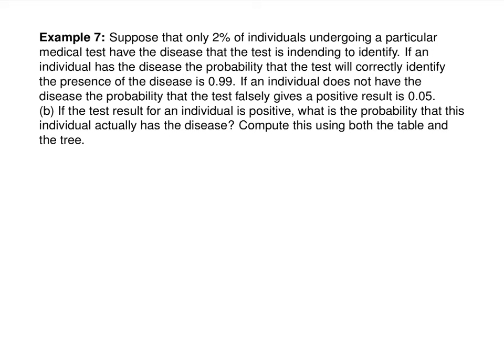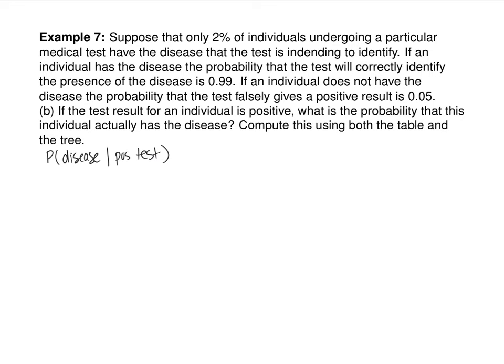Now this part B is easier to figure out from the table than from the tree diagram, so we'll go over both of them. So this is the question that the table and tree diagram is going to answer for us. If the test result for somebody is positive, what's the chances that this person actually has the disease? So what's the probability of disease given a positive test?